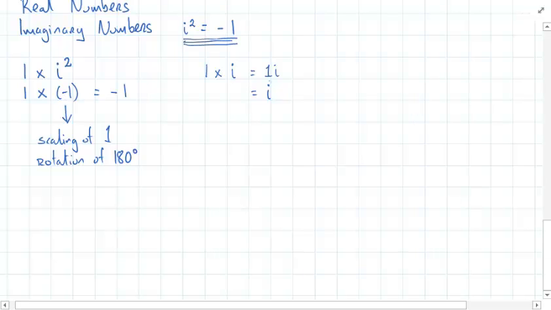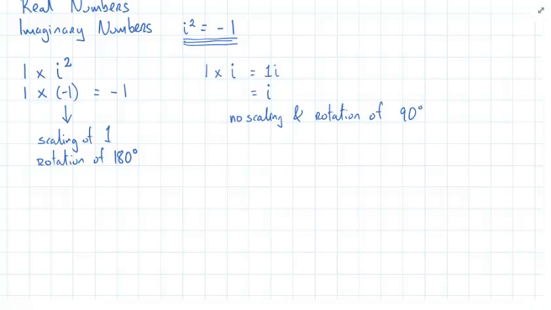Well, if 1 multiplied by i squared is no scaling, but a rotation of 180 degrees, then 1 by i again must be no scaling and a rotation of 90 degrees. So how can I say that? Well, 1 by i squared would be double that rotation, or 2 90s, or 180 degrees. So 1 by i must be a rotation of 90 degrees.